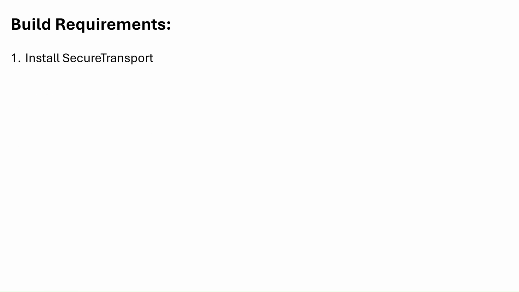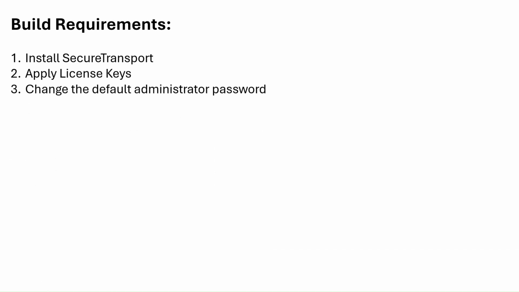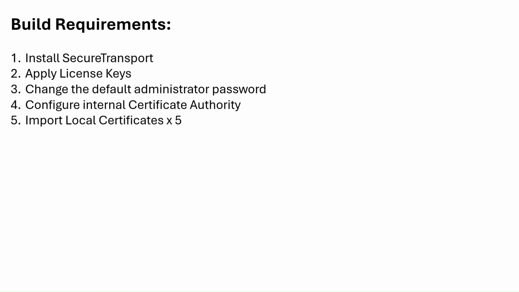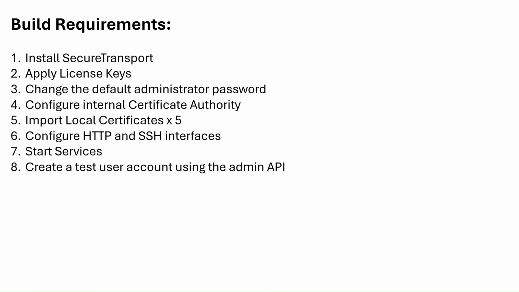The first thing I'm going to want to do is install SecureTransport for the binaries using our silent installer. I'm going to apply some license keys, change the default administrator password, and configure our internal certificate authority. After that, I can import 5 local certificates, and these are going to encrypt the various transfer interfaces plus a couple of system level functions. I'm going to configure my HTTP and SSH interfaces and start the services.